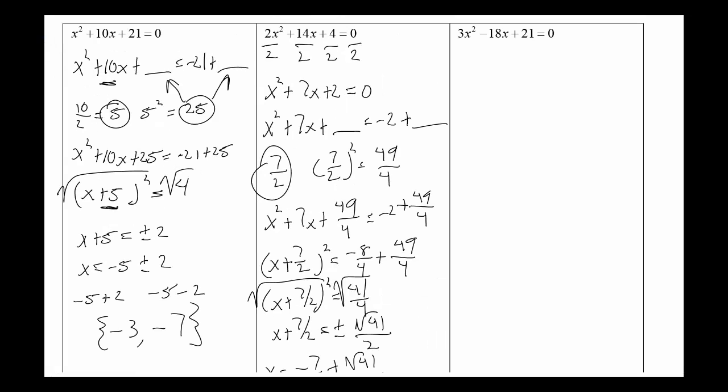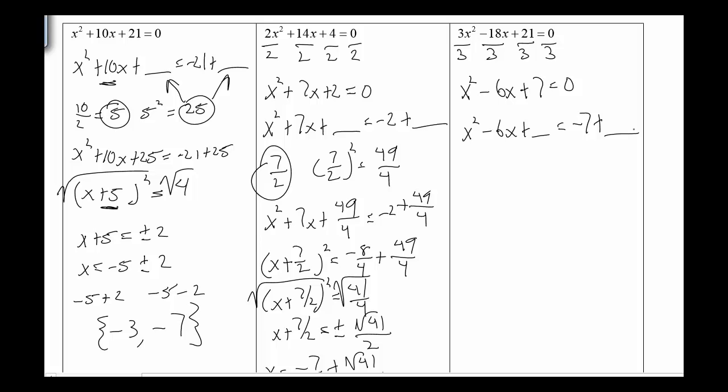Alright, third example. We don't start off with a leading coefficient of 1, so I'm going to divide everything by the 3. So we get x squared, 18 over 3 is 6x plus 7 equals 0. Okay, and then I'll bring the 7 over, so put a blank there. So negative 7 plus blank.